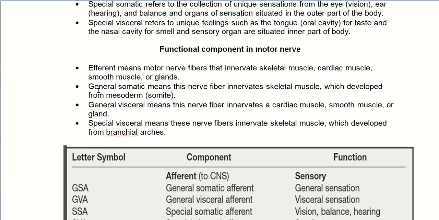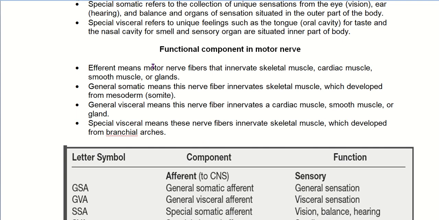In motor nerve, general somatic means this nerve fiber innervates skeletal muscle which develops from mesoderm. The meaning of general visceral in motor nerve is that the nerve fiber innervates the involuntary structures of the body: cardiac muscle, smooth muscle and gland. The special visceral means this nerve fiber innervates skeletal muscle, but this skeletal muscle is developed from the branchial arch.